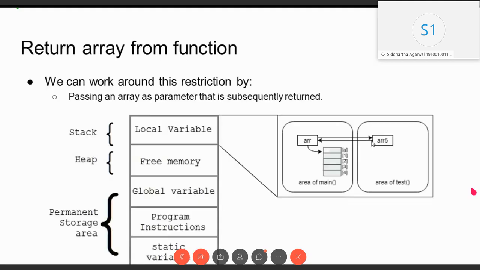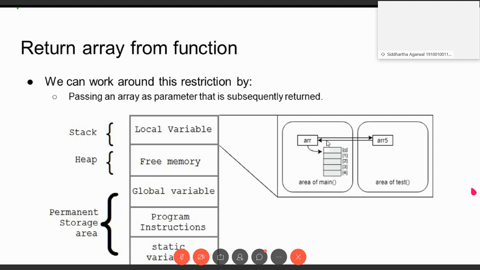Now look at the same thing. Look at the difference. In the main, there is one variable called ARR. This is the space for the ARR, and this is the space for the array, right? And this arrow, what does it signify? This signifies that ARR contains the address of the zeroth element.